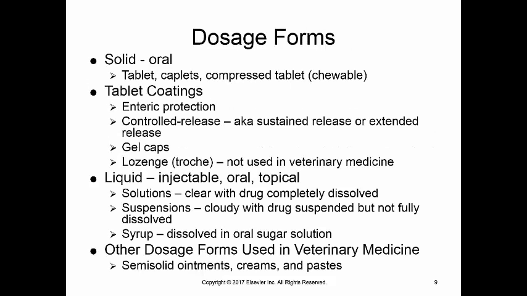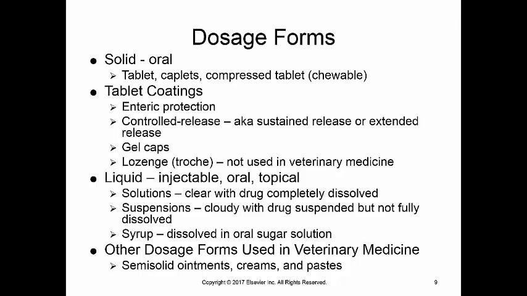Dosage forms, we have solid, and these are for oral. These are things like a tablet, a caplet, and a compressed tablet, which is also known as a chewable. So tablets are made to where we can easily split these apart. Caplets, also known as capsules, are not meant to be split apart.